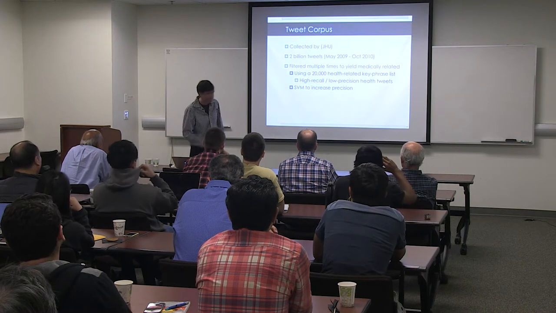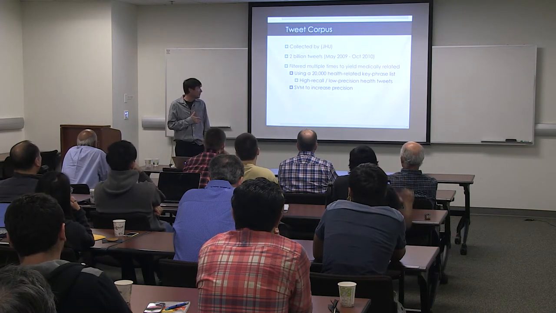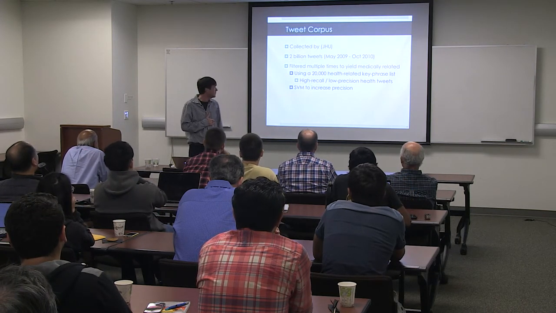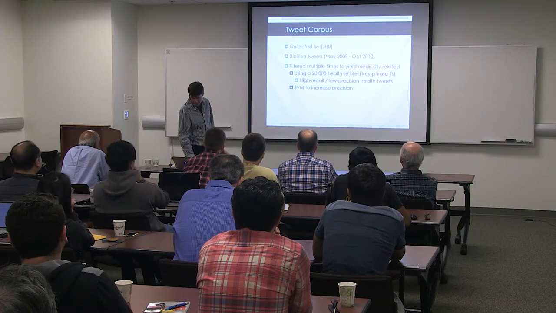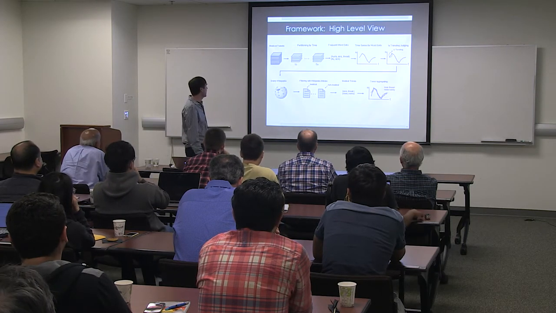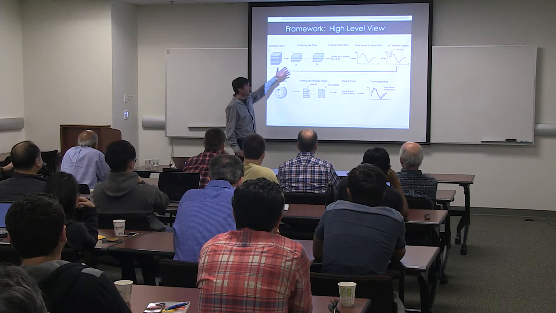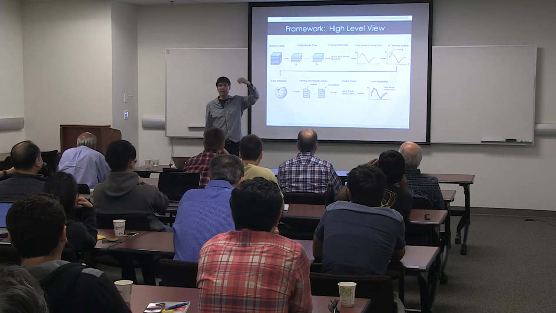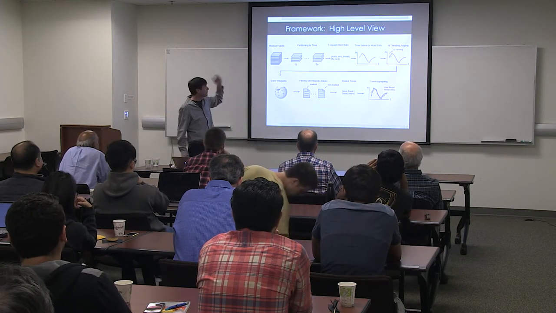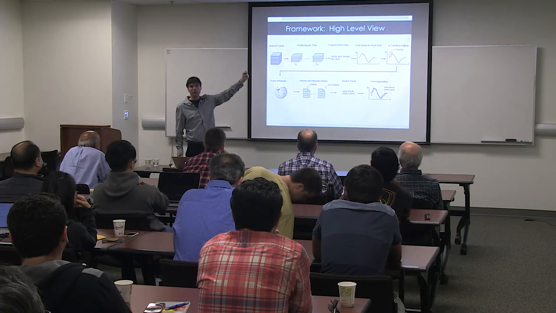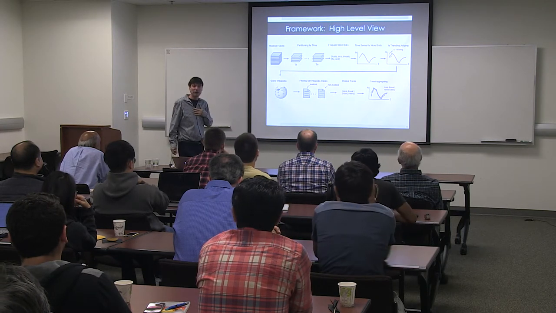So we have a Twitter corpus. It was collected actually by Johns Hopkins. It basically was 2 billion tweets. We had a large vocabulary. We took the tweets, we partitioned them by time. We did a simple mining of terms. So we found certain frequent word sets. We wanted to see, is it trending?